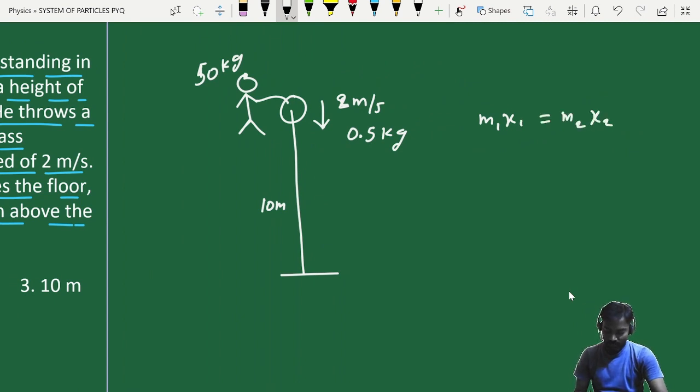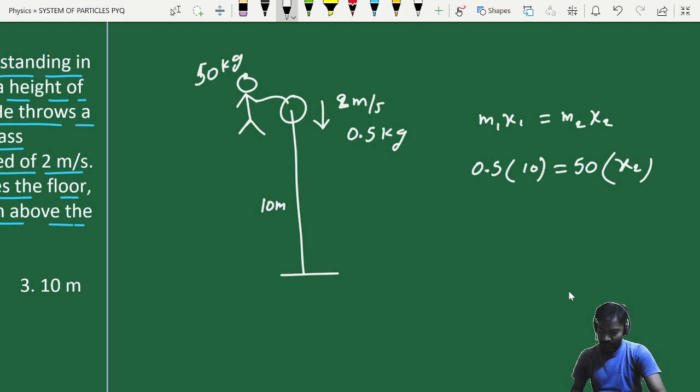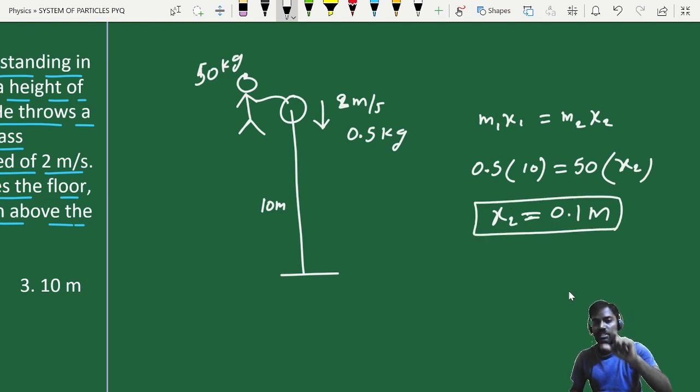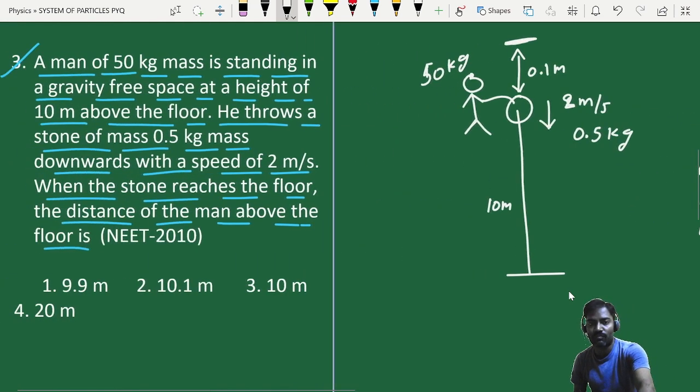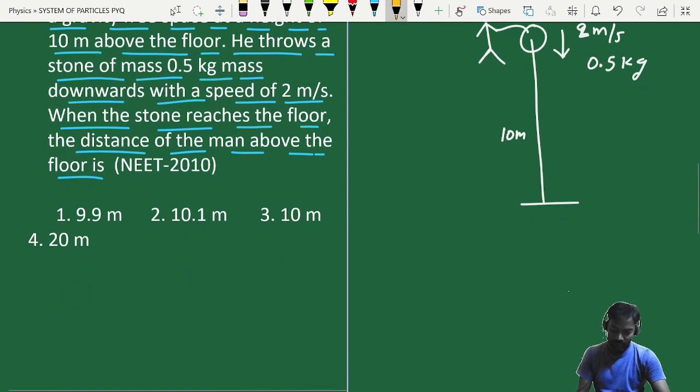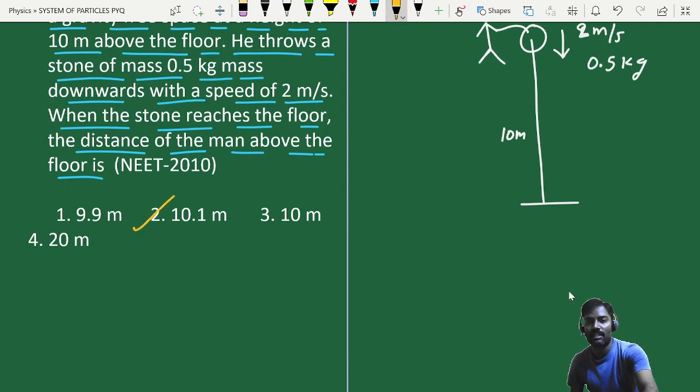So the distance moved by the stone is 10 meter, mass of the stone is 0.5, mass of the person is 50 kg, and the distance moved by the person is x2. So the zeros cancel, and x2 is equal to 0.1 meter. But in the question they have not asked to calculate the distance moved by the person. They asked to calculate the position of the person at that instant. So the position of the person at this instant from the floor is 10 plus 0.1, that is 10.1 meter.